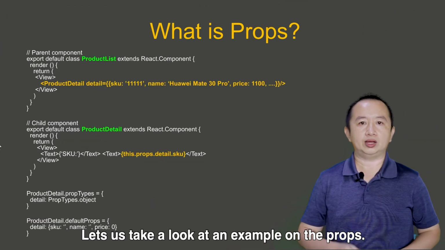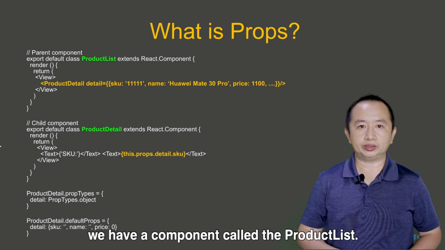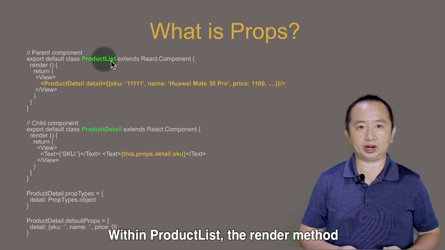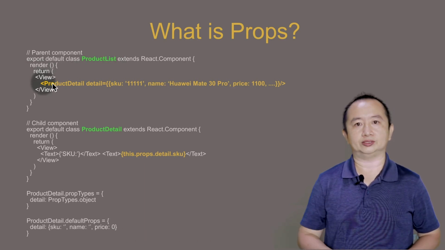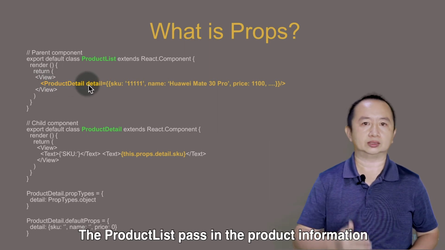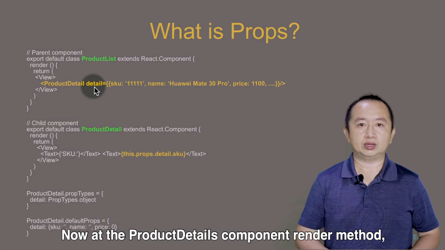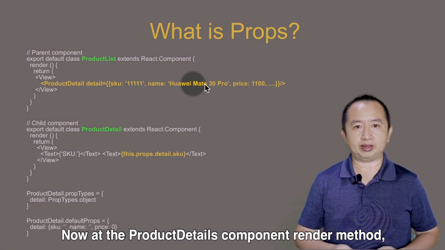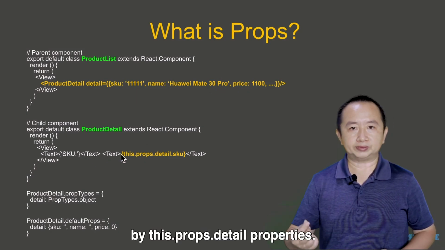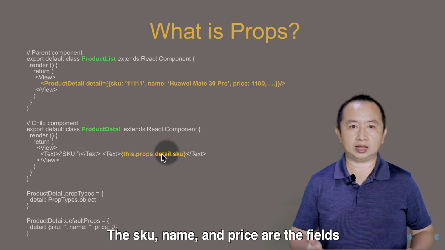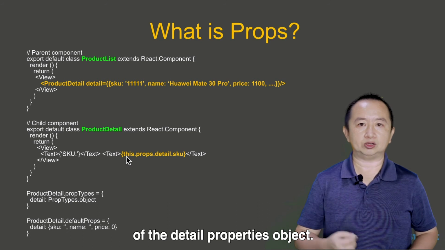Let us take a look at an example on the props. In this example, we have a component called the product list. Within product list, the render method calls the child component product details. The product list passes in the product information via the property name detail. Now, at the product detail component render method, it accesses the product detail by this.props.detail property. The SKU, name, and price are the fields of the detail properties object.